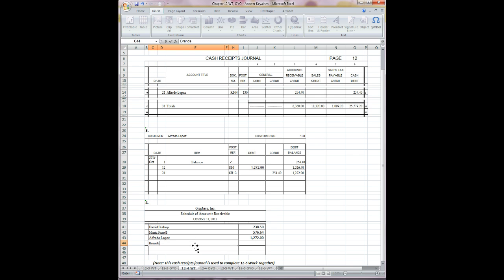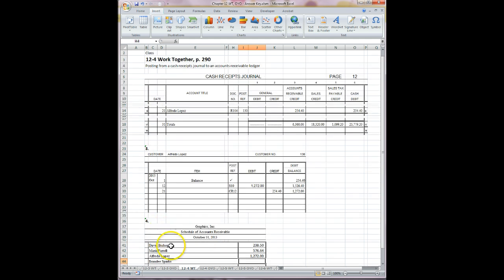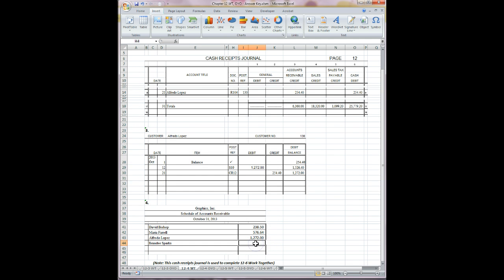And Brandy Sparks. And look, it's alphabetical by last name, right? Bishop, Farrell, Lopez, and Sparks. 286.20 was her balance. So then we need to add these together. So we're going to have total accounts receivable. And we're going to sum those.